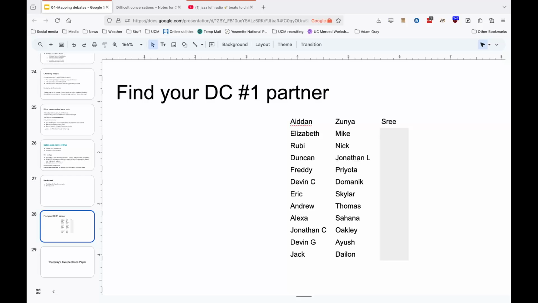Okay, everyone find your name on there, and then your partner's name. We'll start here. Just say your name loud enough that folks on the other side of the room can hear. Sahana. Skylar. Thomas. Duncan. Hayden. Freddie. Devin. And which Devin? Devin Clay. Eric. Jonathan L. Dominic Beck. Alexa. Devin Garrett. Andrew. Okay, good. Sorry we're running over.